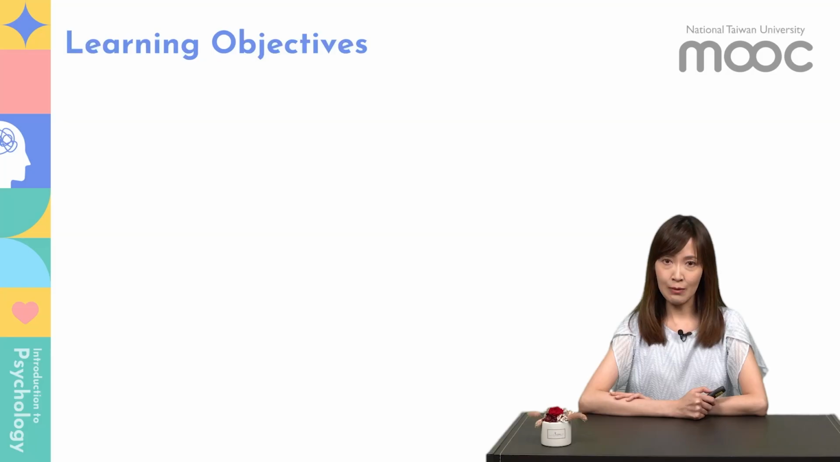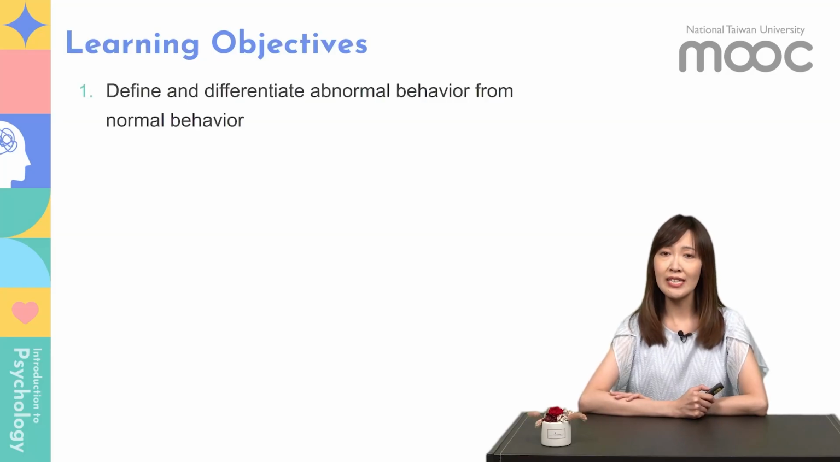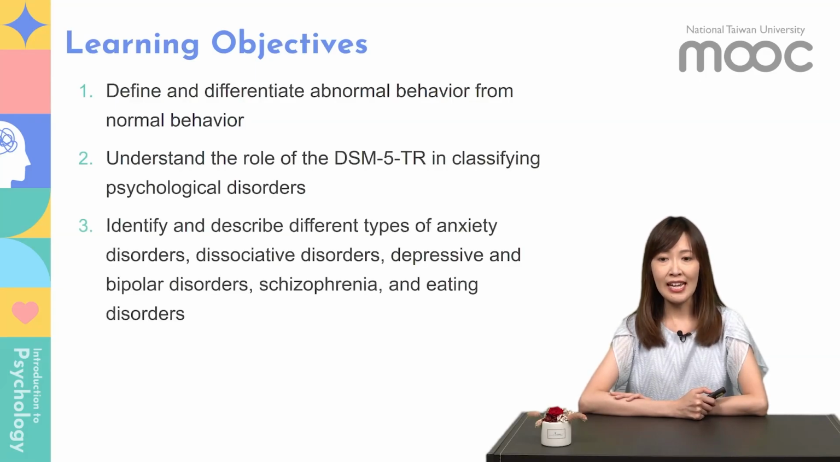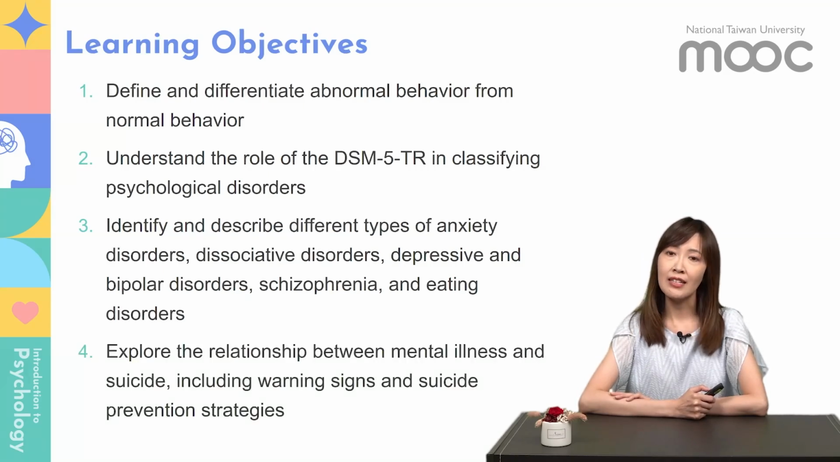Next, let's look at the objectives in this course. So in this module, after you watch the video, you will be able to define abnormal behavior and understand how it is different from normal behavior. And you will know the role of DSM-5. And then you will be able to describe the different categories of psychological disorders and the specific types of disorders under each category. And then you will explore the relationship between mental illness and suicide, the warning signs of suicide, and how to prevent suicide. So these are the things that we're going to cover in this chapter.